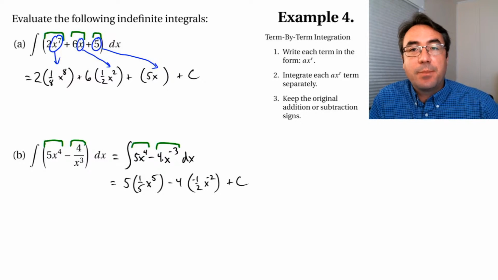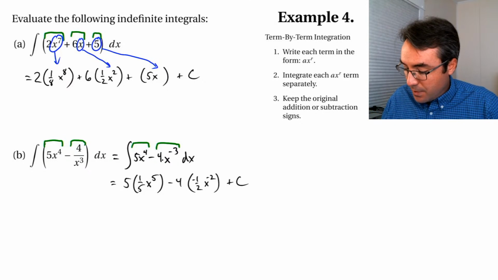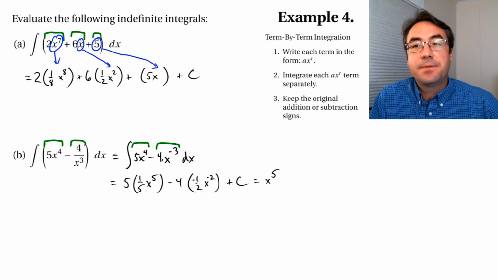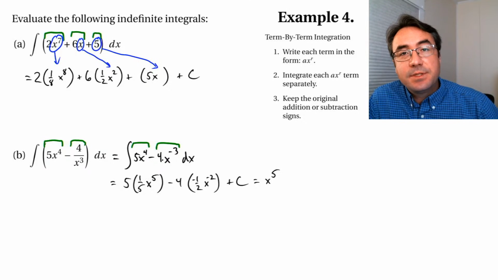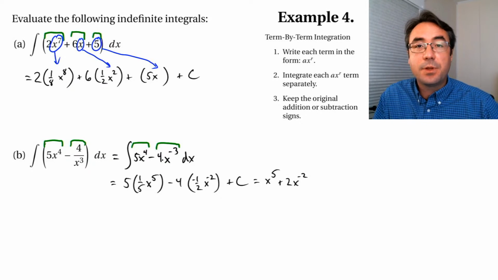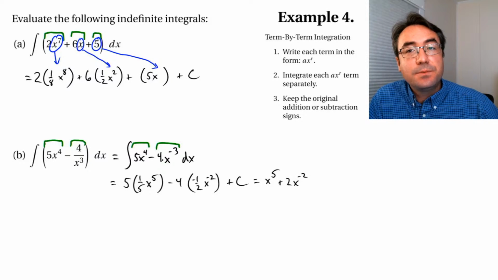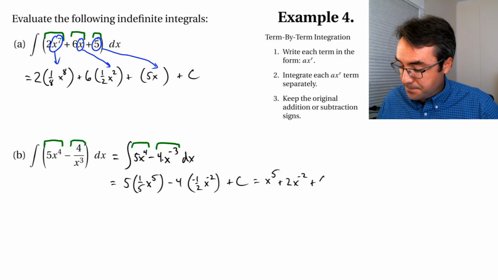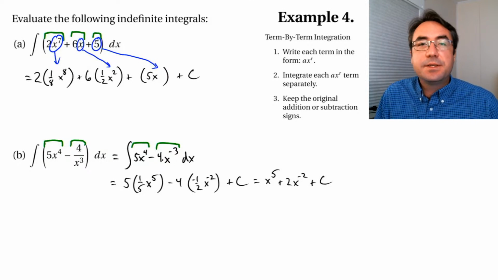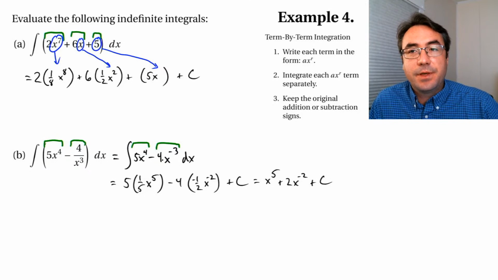And then we just clean up. So 5 times 1/5 is 1. So we end up with x to the power 5. And then negative 4 times negative 1/2 is positive 2. So we end up with plus 2 times x to the negative 2. And then our plus c. So really, this is the realistic amount of work that you'll be doing for these.